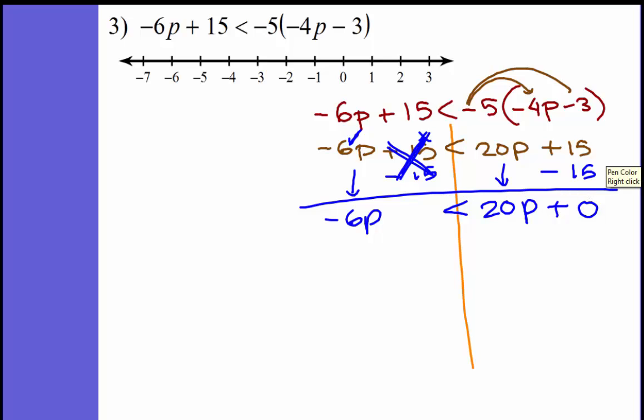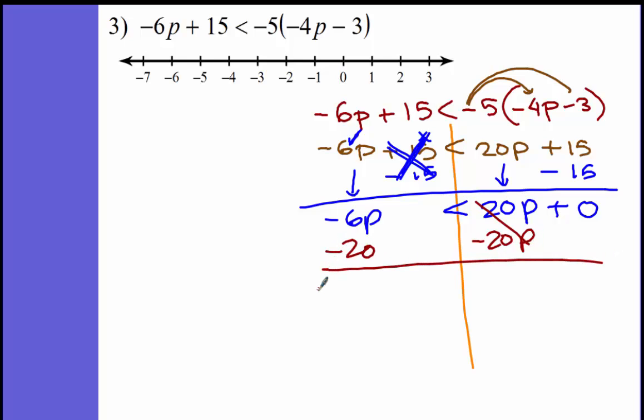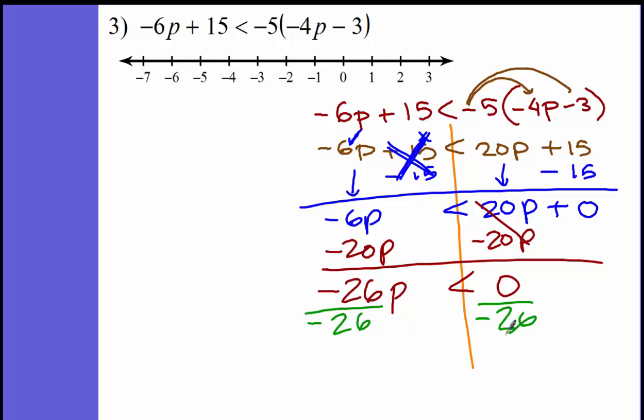P is not in a good place right here because it's not supposed to be over here. So minus 20p, and that's negative 26. So the last step is divide by the coefficient of p, which is negative 26. Divide by negative 26. Then for p, this is a negative number on the bottom, so you flip that thing. And the answer is p is greater than 0.